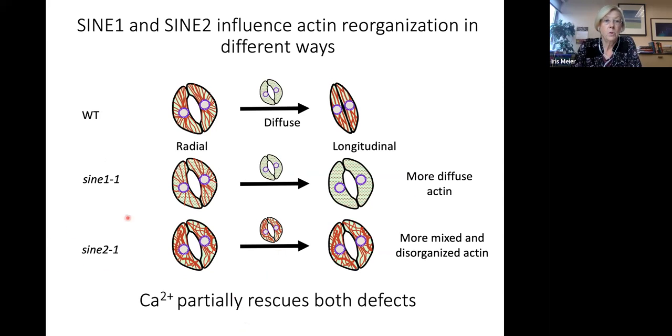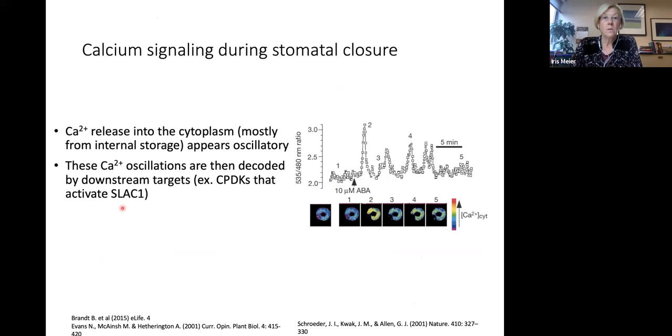So now we really wanted to know what the effect of our SINE mutants would be on the cytoplasmic calcium fluctuations. So this is normally what happens in wild type after you trigger these guard cells with ABA. You see this spiking over a period of 5 to 15 minutes. And these oscillations are then, like I mentioned before, decoded, and they eventually are required for the activation of the ion channels.